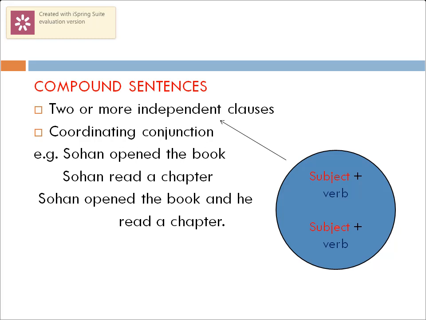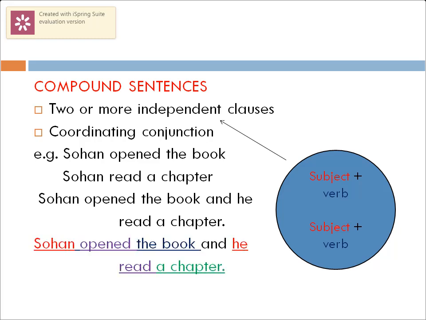Now let's look at these examples. Now we find here two simple sentences. Sohan opened the book. Sohan read a chapter. These two simple sentences, which are independent clauses, are now joined together with the help of the coordinating conjunction and made into a compound sentence. Sohan opened the book and he read a chapter.